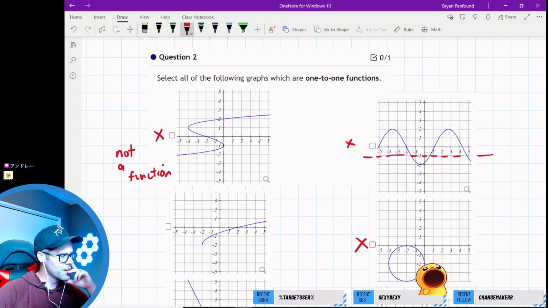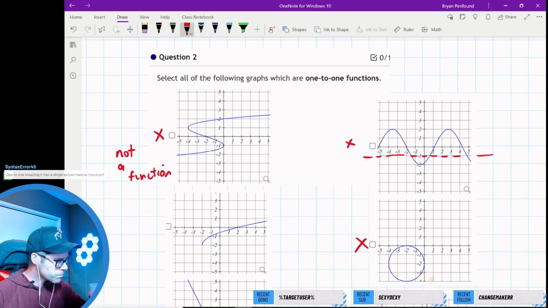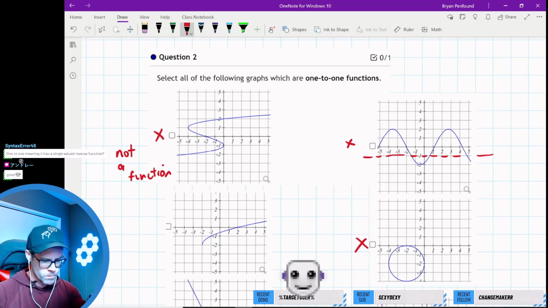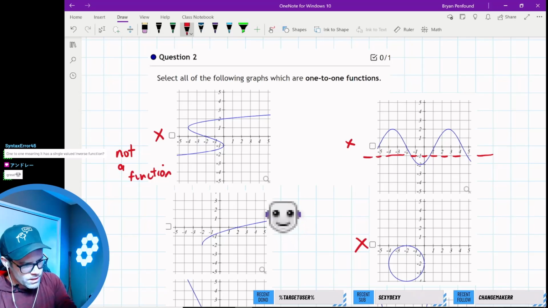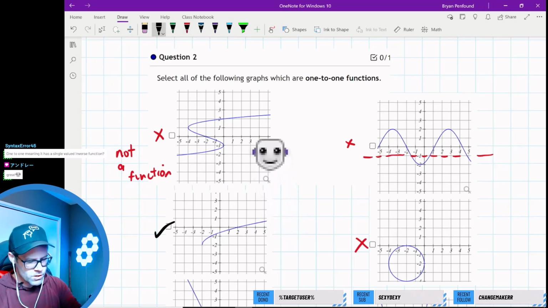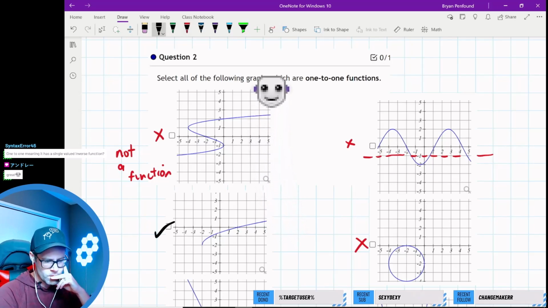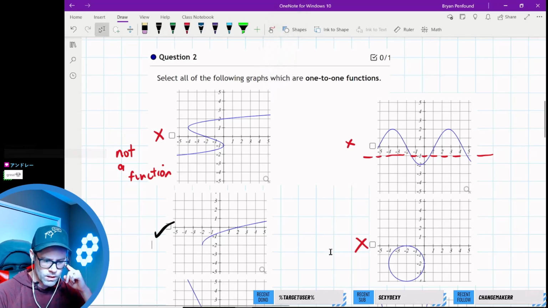Hello, Anders. How are you doing? One-to-one meaning it has a single valued inverse function. Yes, that is correct, Syntax.